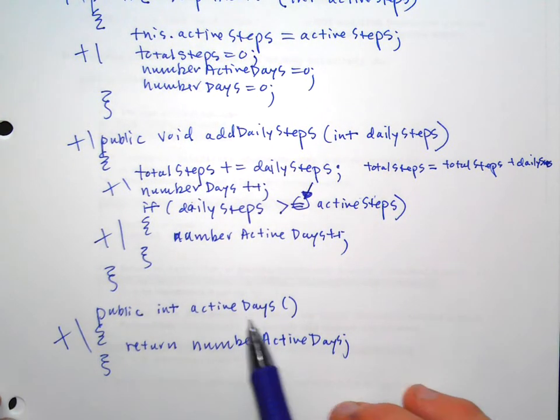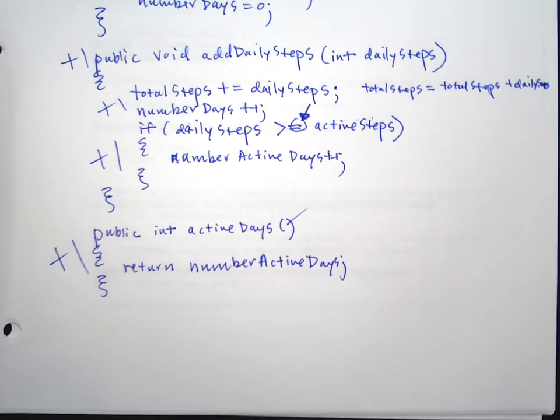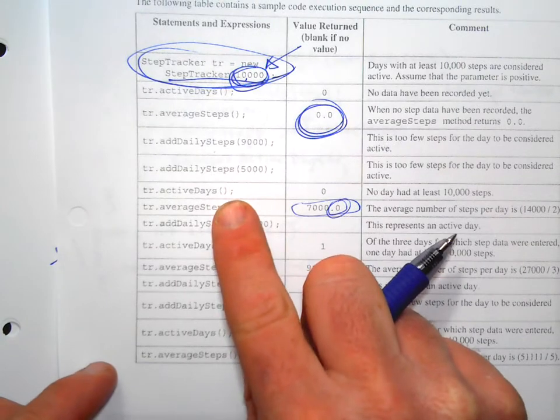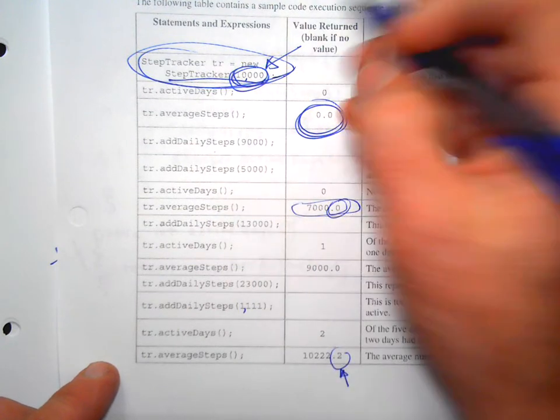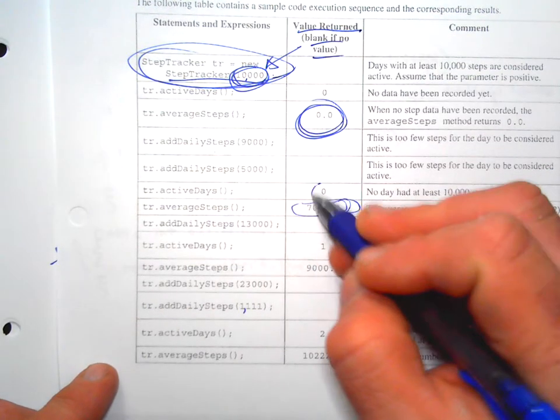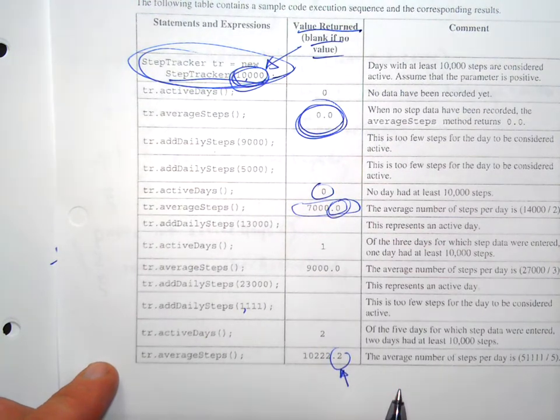So if you mess up the header, there should be no arguments. And here's the other way to verify if it takes any arguments. Look on this list where they call it active days, no arguments, right? Value returned. It returns an int. If it was a double, they put 0.0 on it.